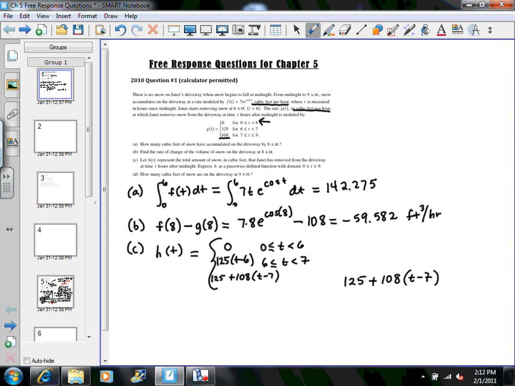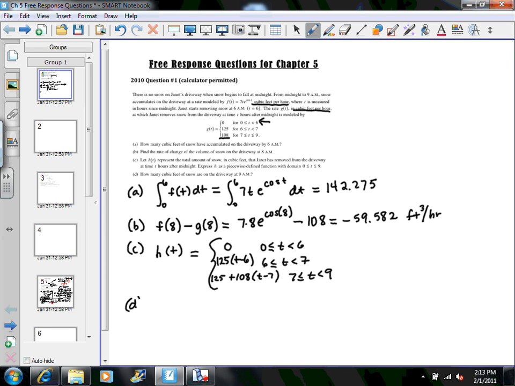You can just read it like that. You don't need to think about it. Okay, and that one time is between 7 and 9. All right, so that's what H of t is.